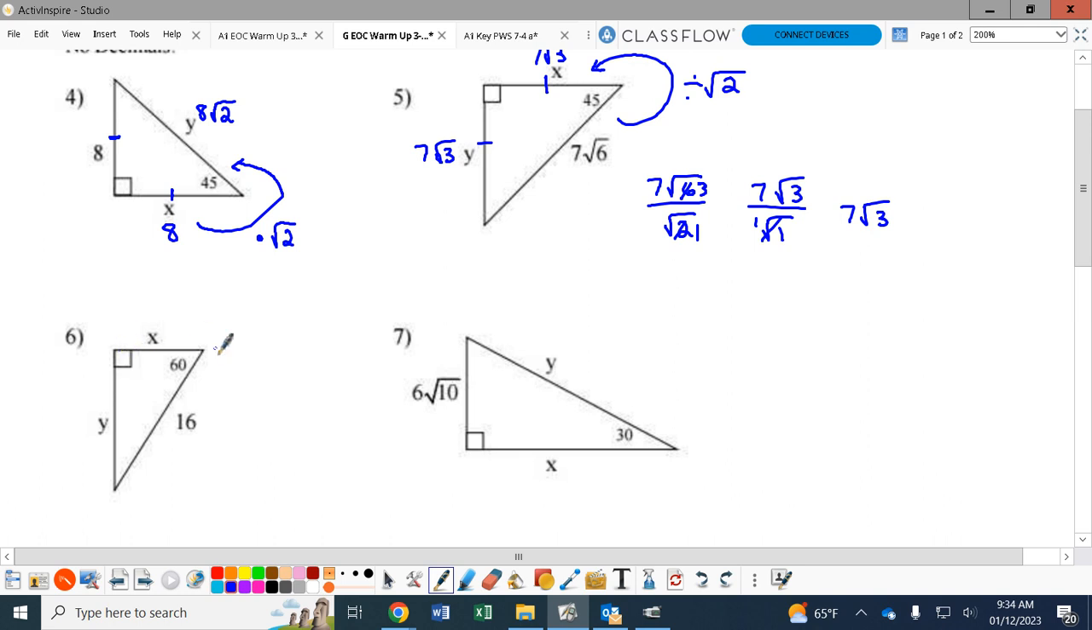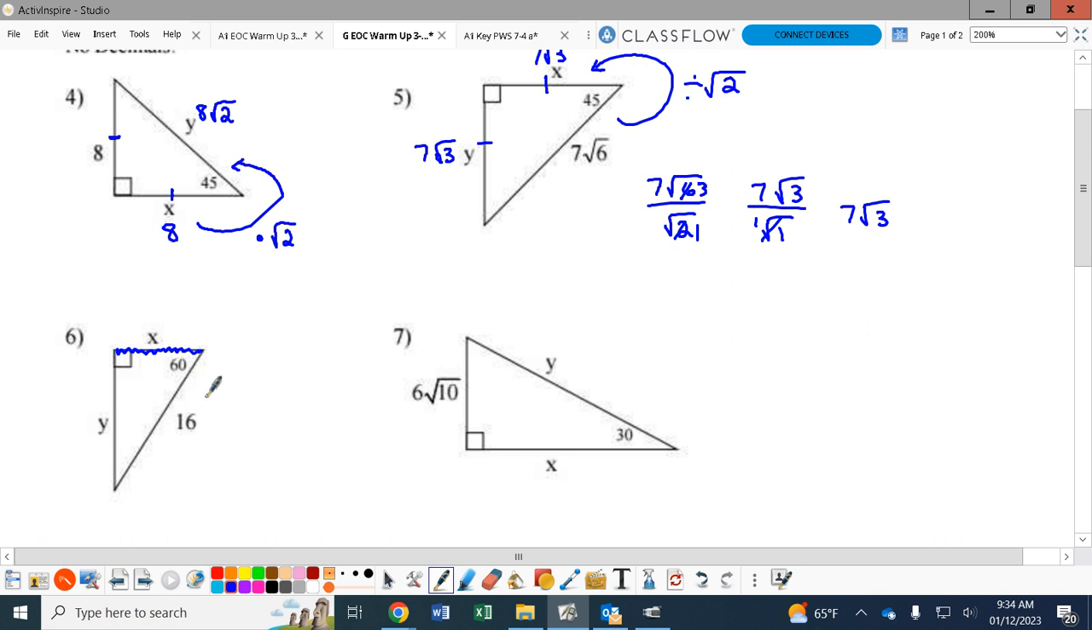In a 30-60-90 triangle, everything is based off the short leg. To solve this problem, you're going to go from the short leg to the hypotenuse or from the short leg to the long leg. If you do not have the short leg, then you have to work backwards and you're going to have to divide.